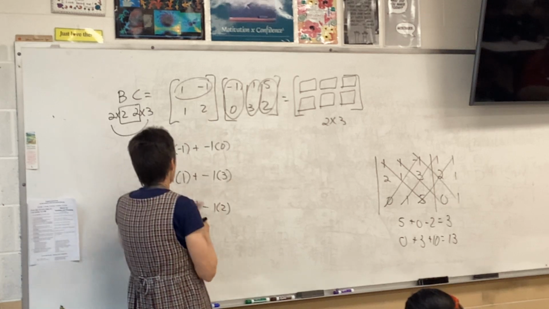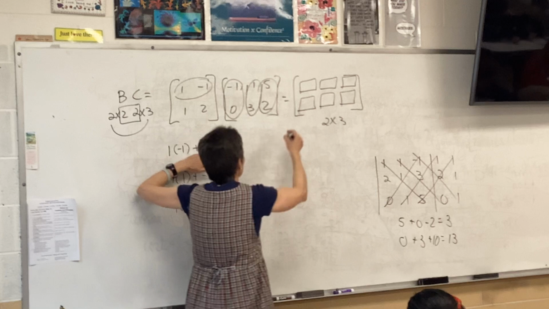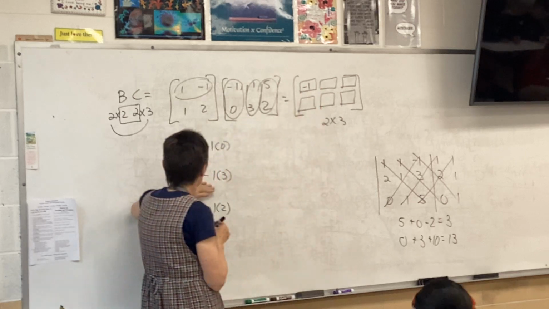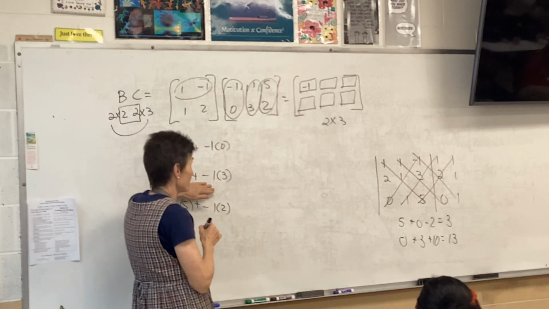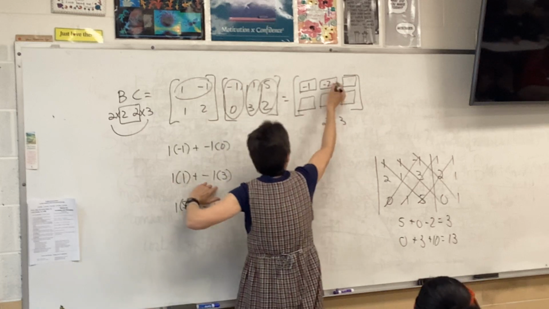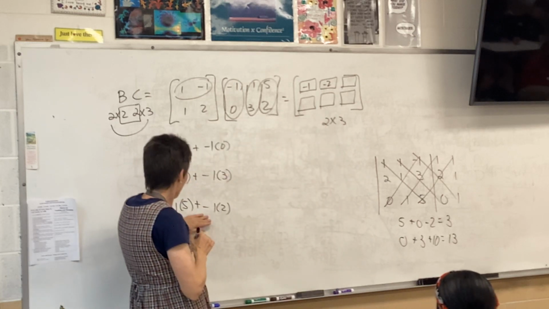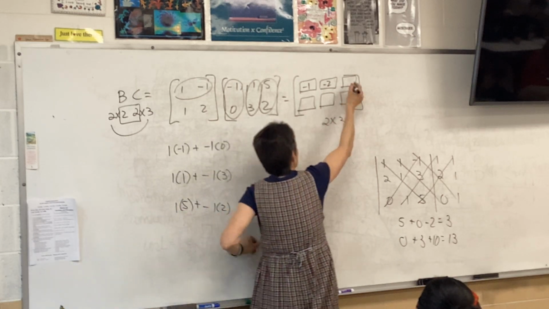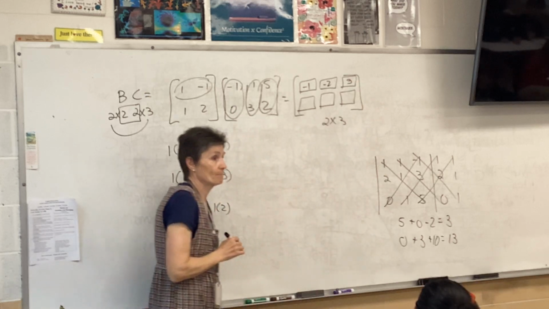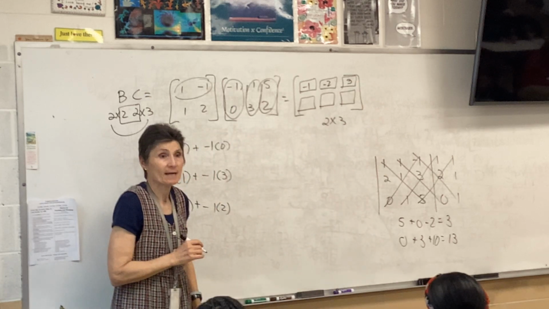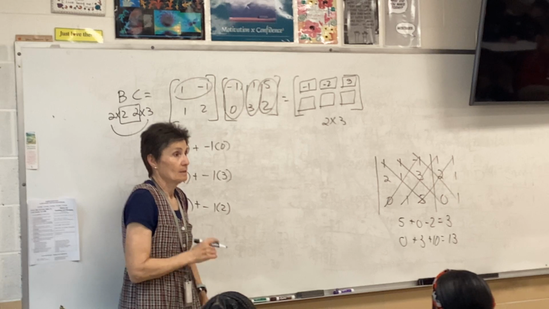So we multiply and add. So it looks like -1 plus 0, 1 minus 3, and 5 minus 2. How does that top row look to everybody? Don't let me make a mistake. Does that look okay?